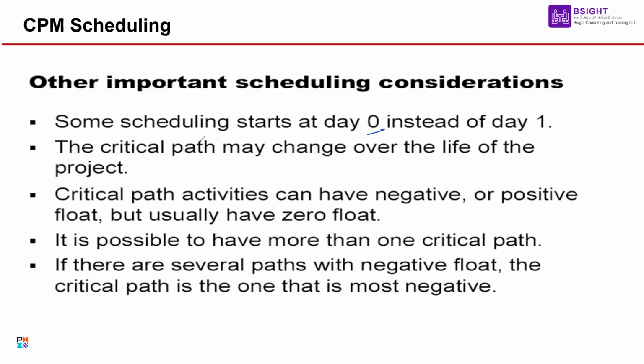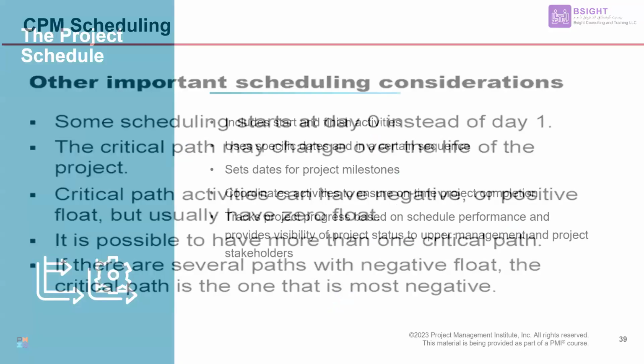Critical path can change over the life of the project, we discussed. Critical path activities can have negative or positive float, but usually will have 0 float. We already discussed. It can have negative float as well. It is possible to have more than one critical path, we discussed. If there are several paths with negative float, the critical path is the one that is most negative. So in case you have negative float paths, then which path is more negative? That will be the critical path of the project.